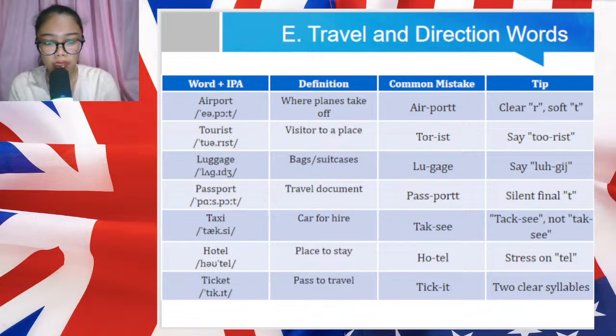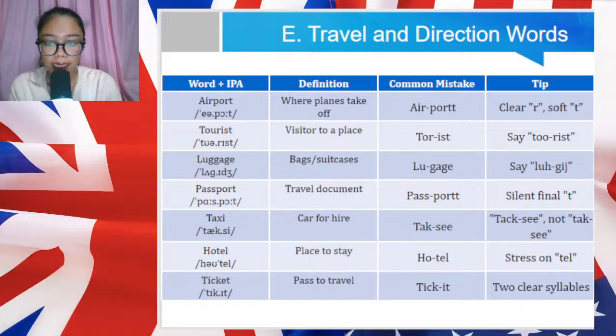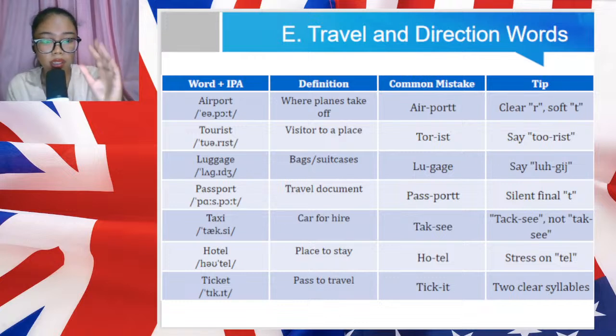First word for this is airport. Again, airport. One more time, airport. So, airport, by definition, is where planes take off. Now, the word airport combines air and port, obviously. So the air part is generally straightforward. It is pronounced with a clear diphthong, A. The diphthong sound here is A.